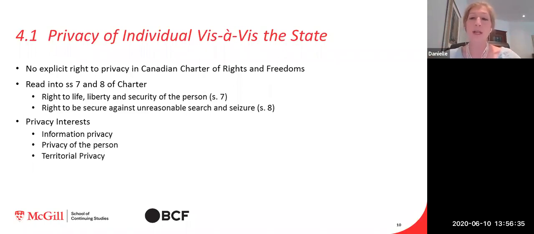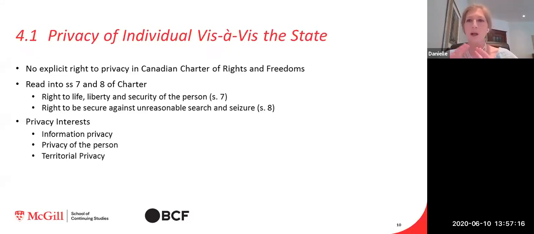And interestingly enough, in the Canadian Charter, there is no explicit protection of the right to privacy. What we've had to do is read it into the provisions that deal with criminal law and criminal procedure. So we read it into sections 7 and 8. And these are sections that deal with the right to life, liberty, and security of person, and the right to be secure against an unreasonable search and seizure. So what section 8 means is that law enforcement can't just wander into my house and start rummaging around. There has to be a reason for them to do that. They have to have a warrant, and they've got to be respectful of my right to privacy.